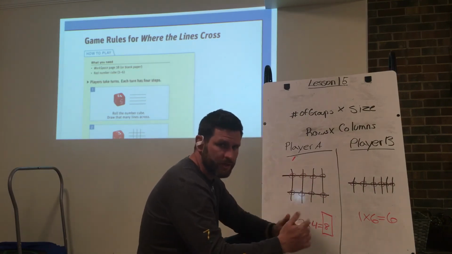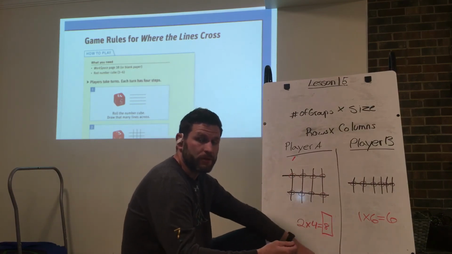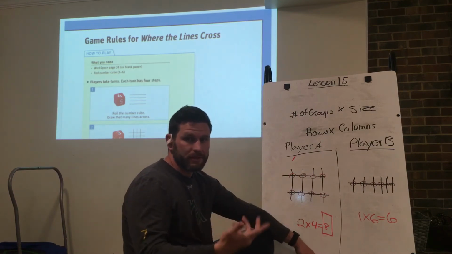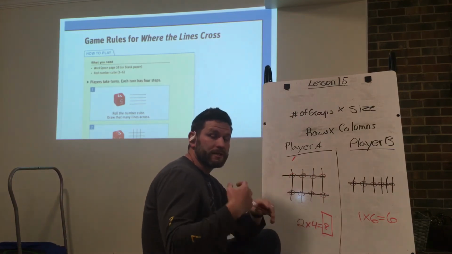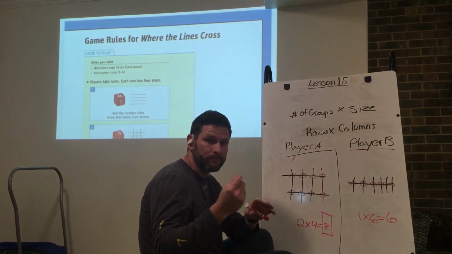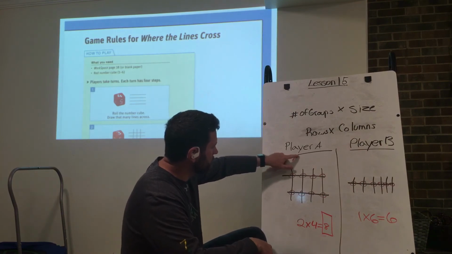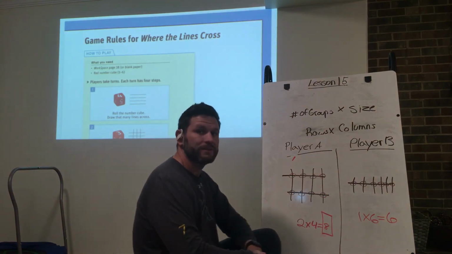And once again, if you have 1 dice, you can just roll it twice. If you don't have any dice, you can just get a number generator on the internet, or you can even get an app that does the dice roll, or you can just put 1 through 6 in a hat and just pull them out. Either way, you can do it. But let's try to work with somebody else and do our where the lines cross game.